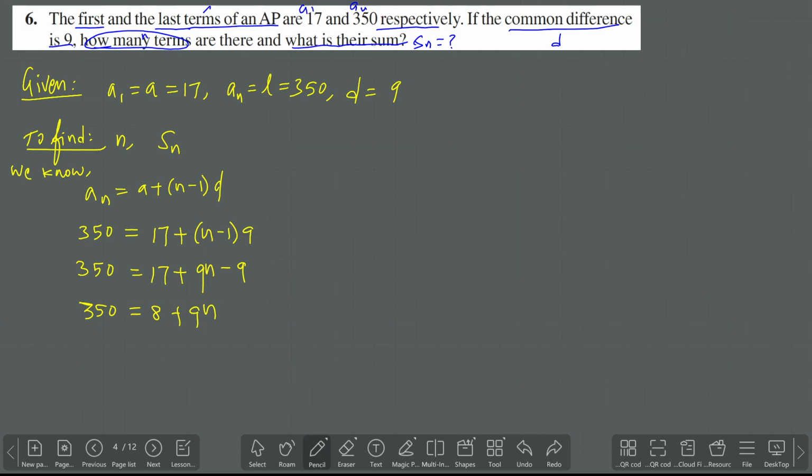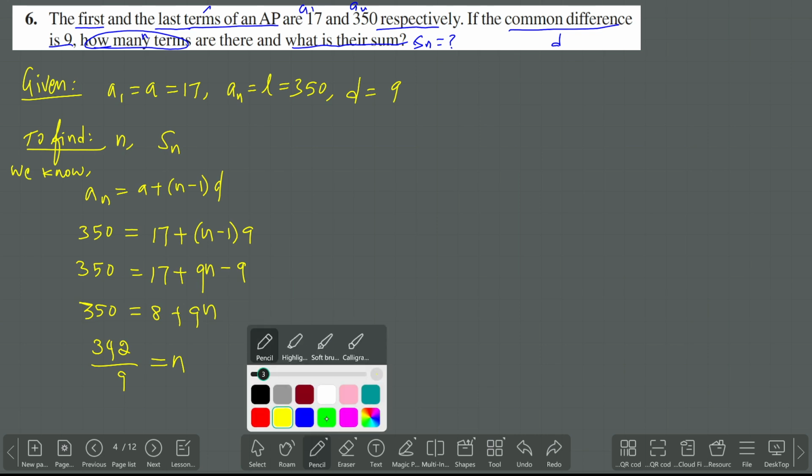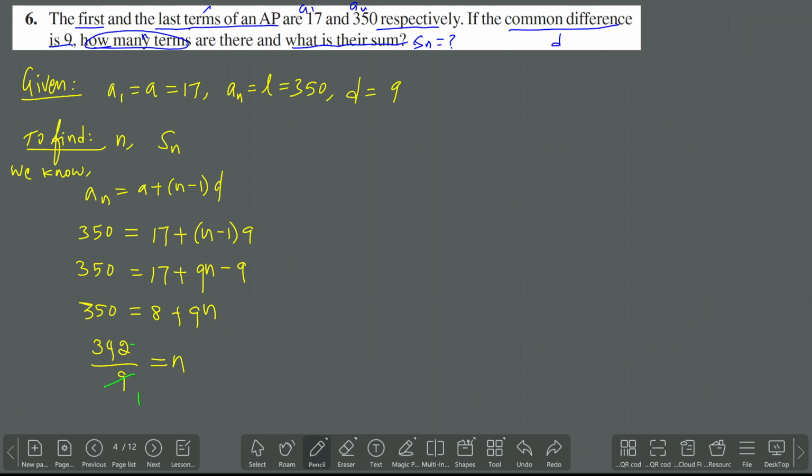350 minus 8, what am I getting? 342. Multiple 9, when you bring opposite, divide. I did two steps together. Is it okay? Right, now you cancel, 38, 9. Is it okay? Right, so what I'm getting is 38 equal to n. This is the first time I'm doing this method, usually I bring the 1 last. This also you can apply, everything is in your hand, the way of doing it, whichever you wish, my dear.